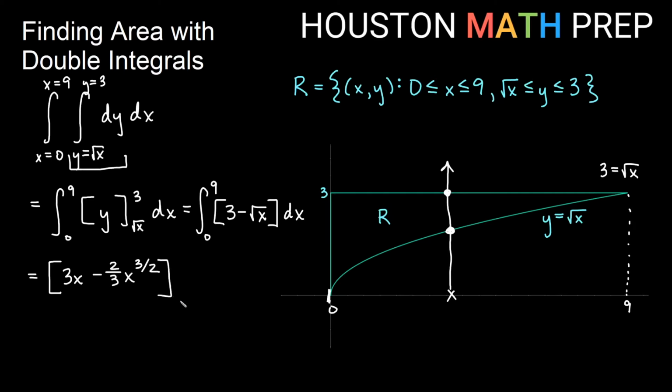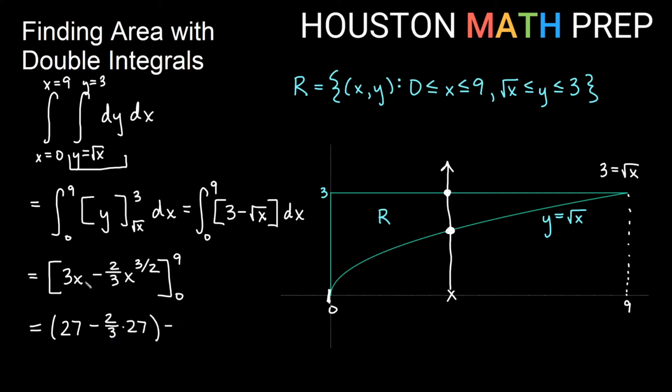And then we'll evaluate from 0 to 9. So if we plug in 9 first, we'll get 3 times 9, that'll be 27, minus 9 to the 3/2. This is the square root, so square root of 9 would be 3, and then cubed would be 27. I get 27 times the 2/3.